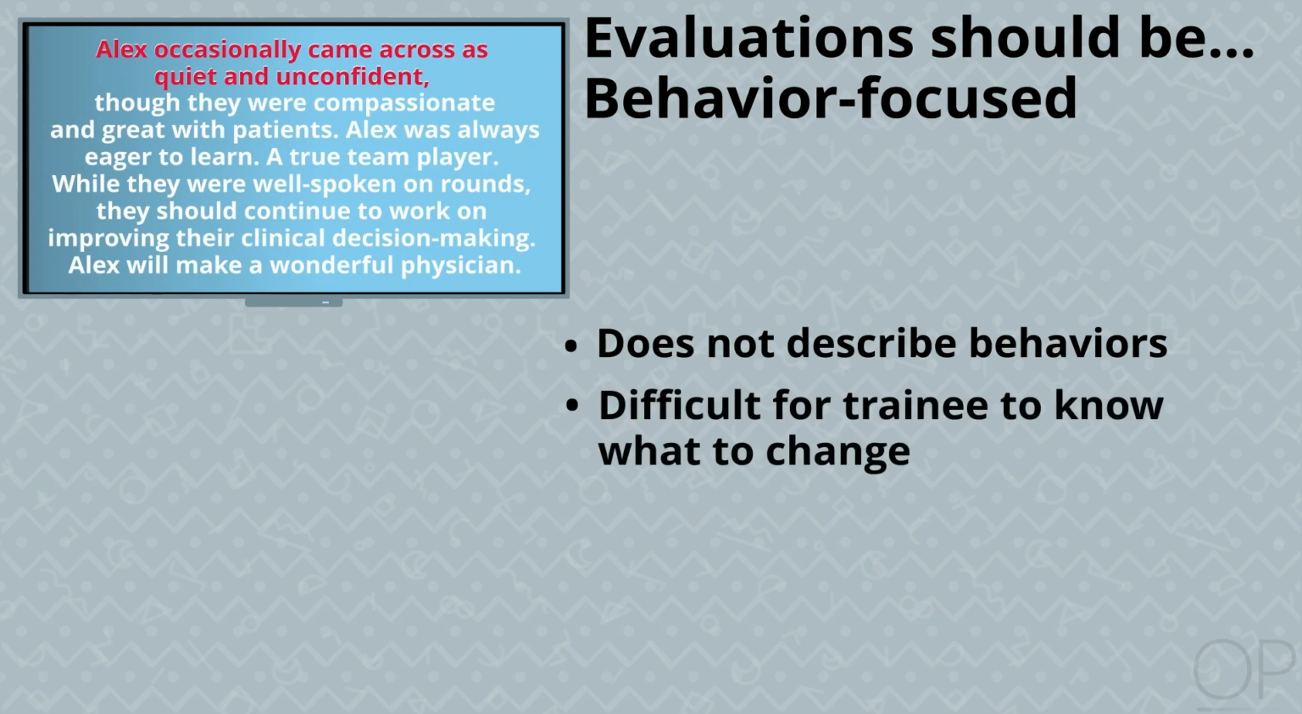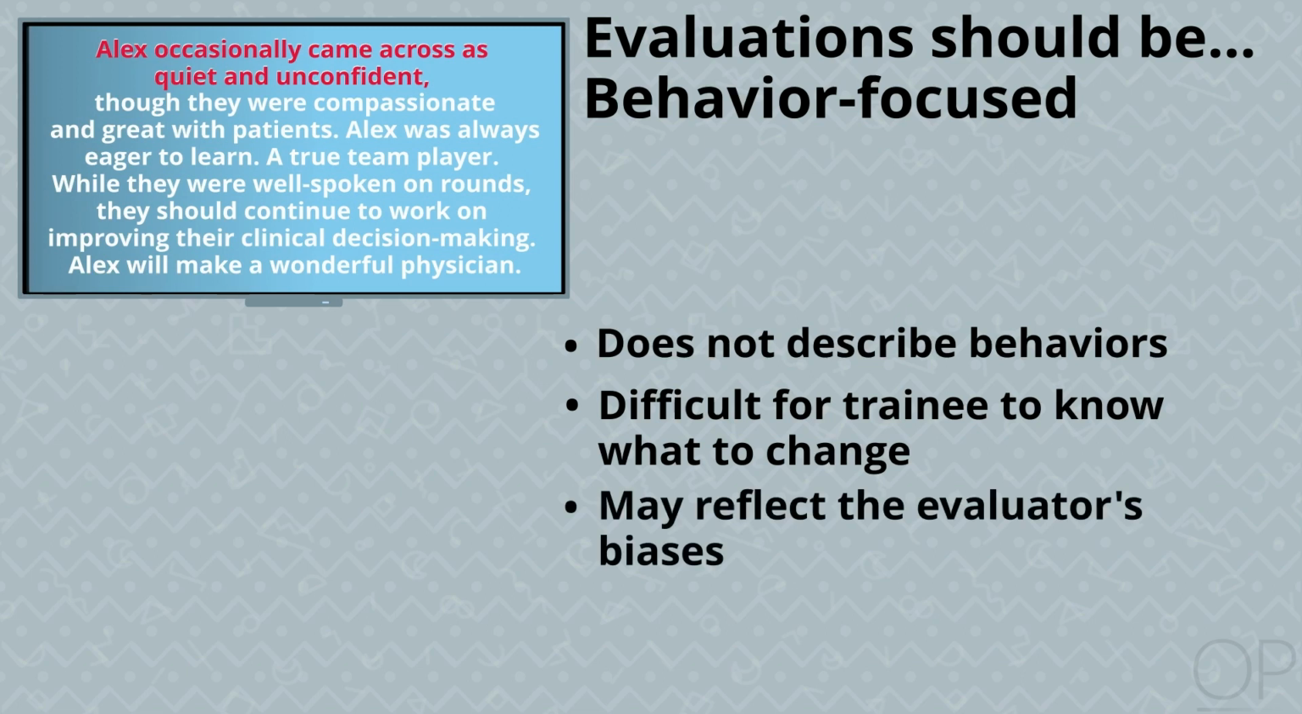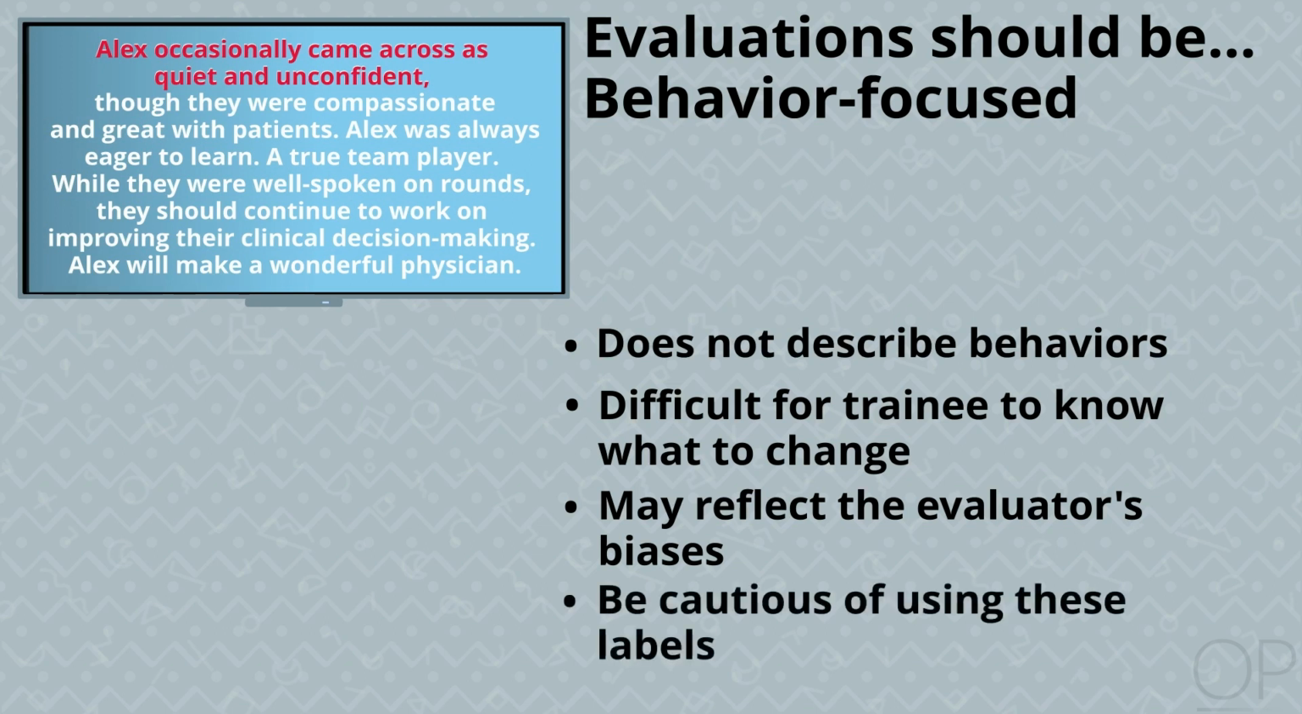Additionally, consider how this comment may reflect the evaluator's biases and could be interpreted by the trainee based on their background. For example, women and trainees of certain racial backgrounds are often stereotyped as quiet, unconfident, or timid. Be cautious of using these labels. Also consider how your own social and cultural experiences may affect your expectations and interpretations of behaviors.